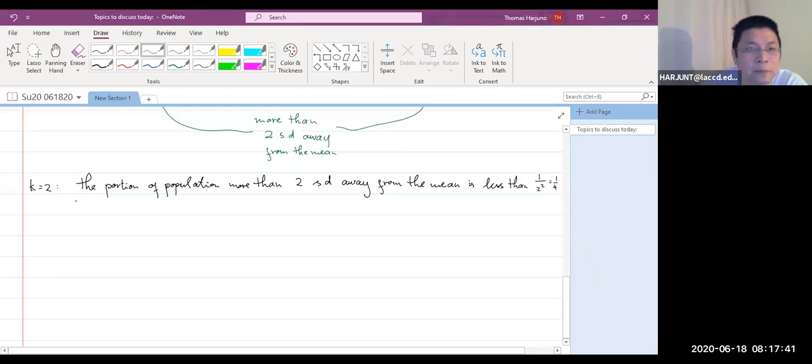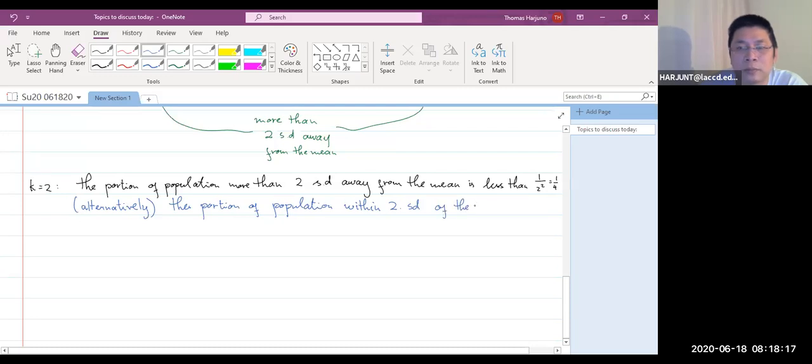Another way to say it, the portion of population within twice standard deviation of the mean is more than 1 minus 1 over 2 squared, which is 1 minus 1/4, that's 3/4.